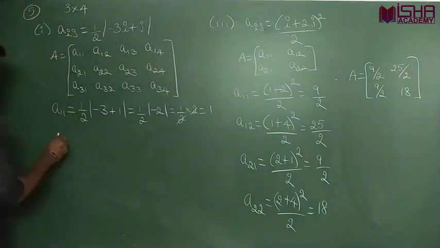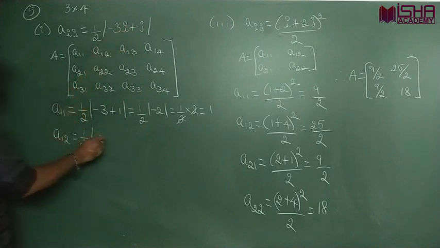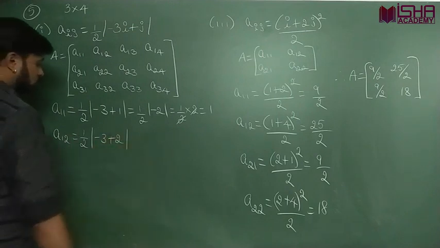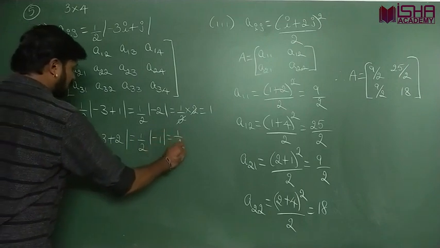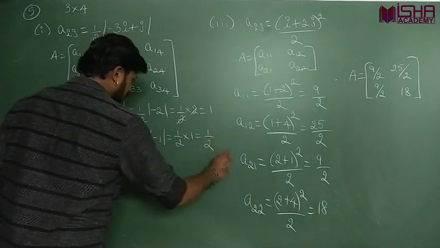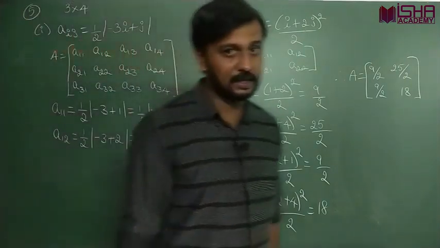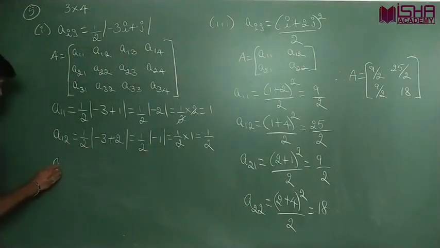Next element, let us see. What is A12? First row second column element. So 1 by 2 into, now substitute 1 for i and 2 for j. What happens? Minus 3 into 1 is how much? Yes, minus 3 plus j, put 2, plus 2, and minus 3 plus 2 is how much? Yes, minus 1, and modulus of minus 1 is nothing but plus 1. So the answer is 1 by 2. Clear? Is what I am saying understandable? So 2 elements are done. Next, in the same way we have to find every element.